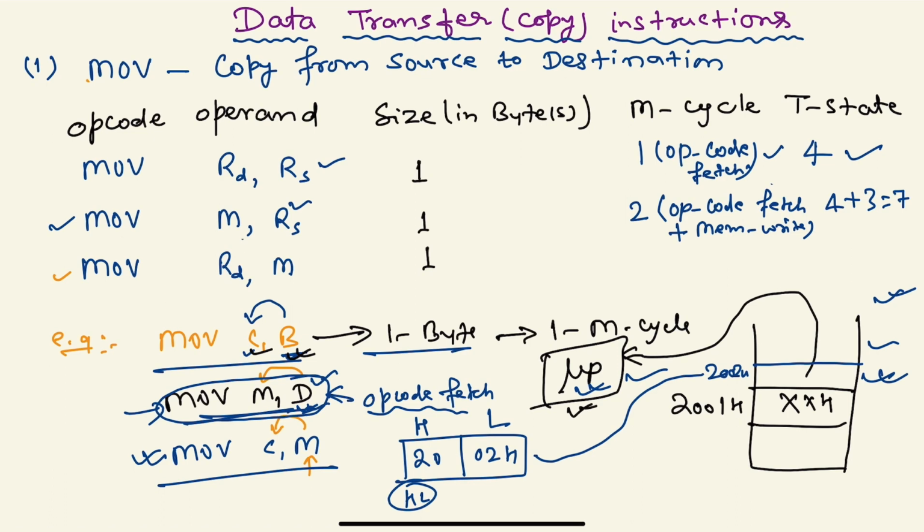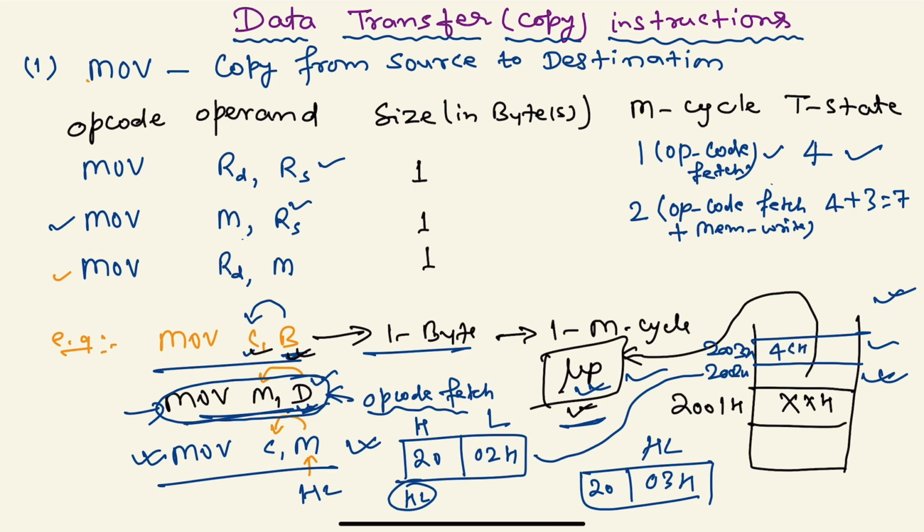After that, the microprocessor understands that the data which is going to be stored into the C register must come from outside the processor, from the memory. So which memory location? The one whose address is pointed by the HL register pair. So let's say this HL content is 2003H, and before execution of this instruction, at this 2003H some data is there, like I can say 4CH.